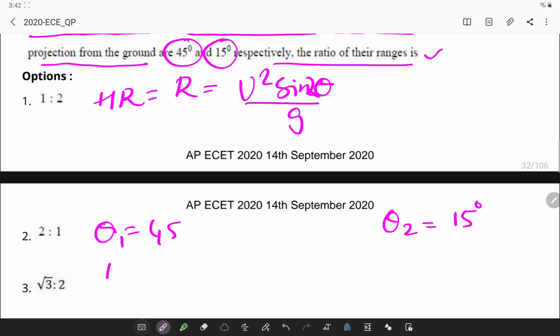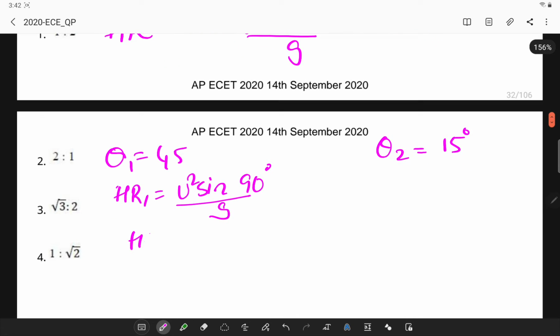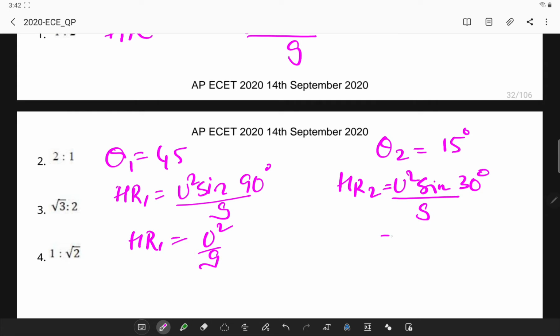So if I substitute the R value, the horizontal range will be u square into sine 2 into 45, which is 90 degrees, divided by g. So the range 1 will be sine 90 is 1, so u square by g. In this case the horizontal range will be u square into sine 2 into 15, which is sine 30 degrees, by g, or you can simply write u square by g into sine 30, which is 1 by 2.